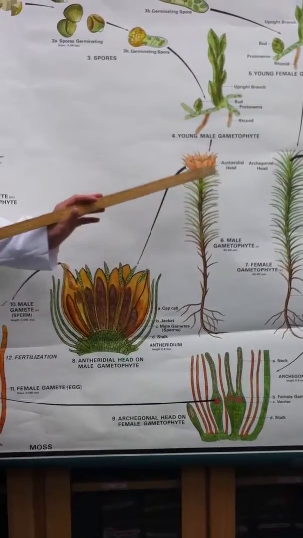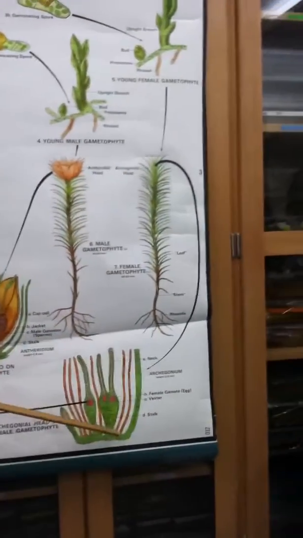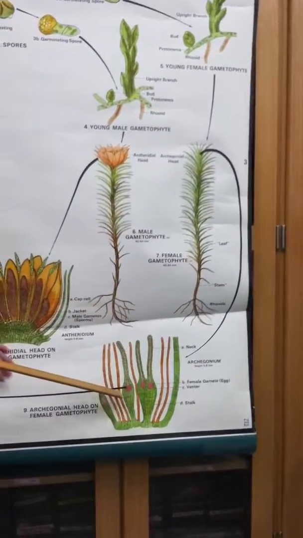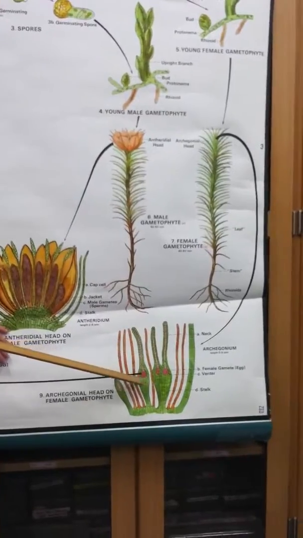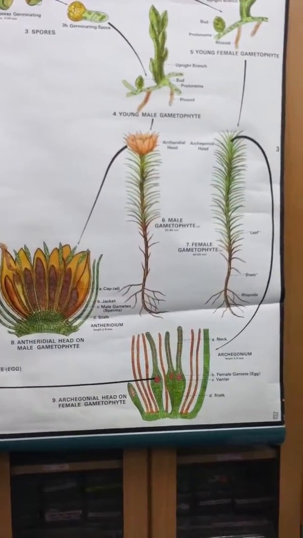Let's take a look at our female. So take a slice of this archegonial head. We see all these little archegonia down here. Each one has a female gamete in it, which is haploid. But what are those called? Eggs. All right, it's all set up. We got our gametes. What's going to happen?